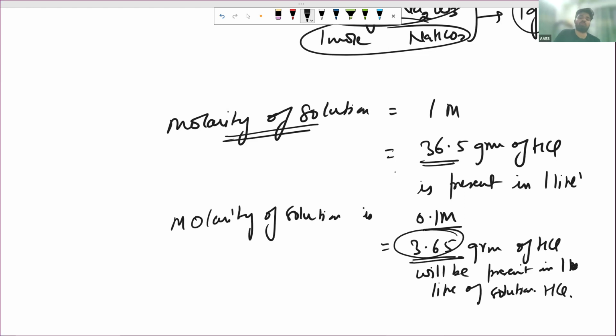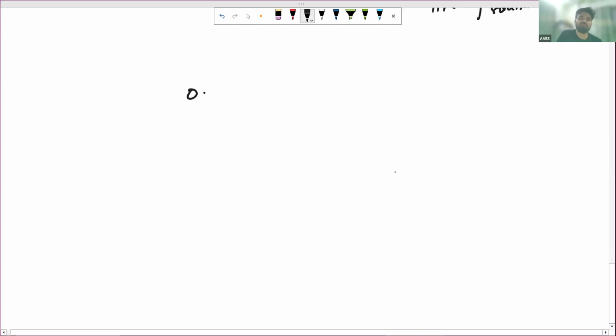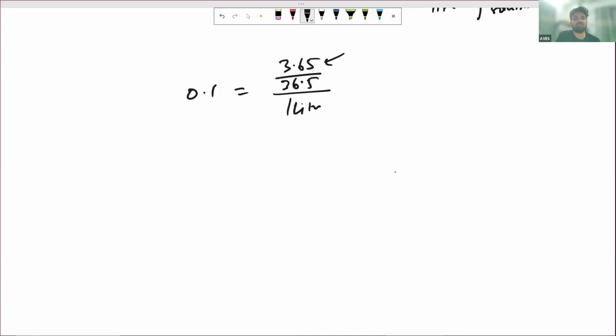Are you getting my point? What if I'm saying the molarity of the solution is 0.1? So it means the number of moles of solute upon volume of solution. If the mass is 3.65 grams, the number of moles is given mass upon molar mass, 36.5, upon 1 liter. You cancel this and you will get 0.1, or 1 upon 10. So 0.1 mole means 3.65 gram.